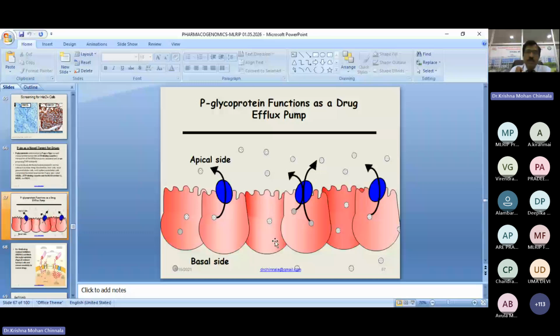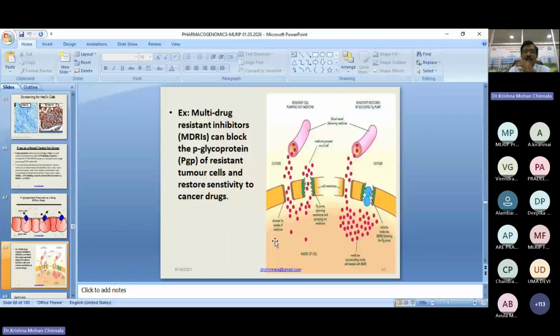P-glycoprotein functions as a drug efflux pump. So with genomic changes and all in the receptor with the P-glycoprotein, we can stop that drug efflux.